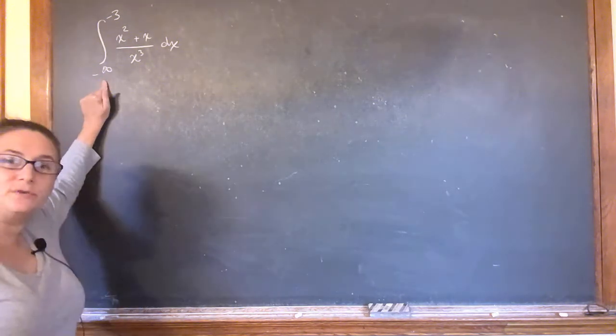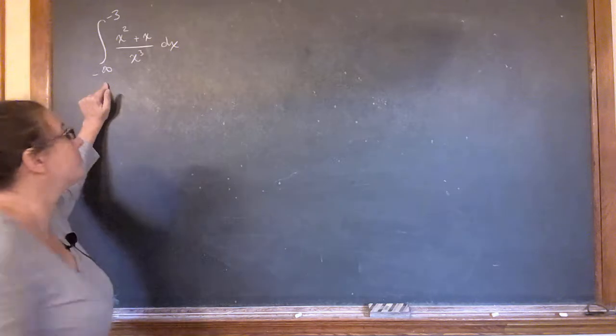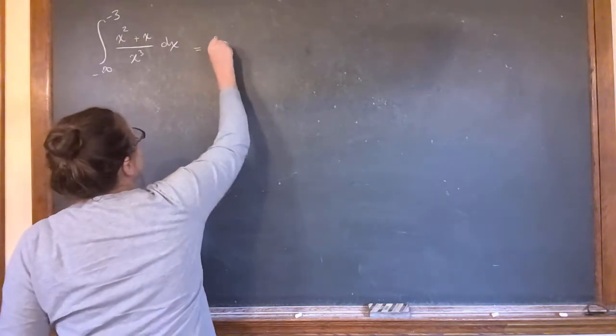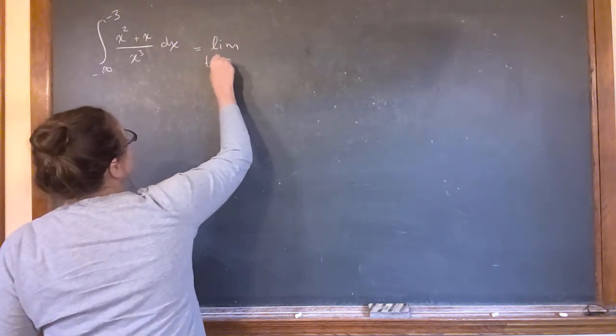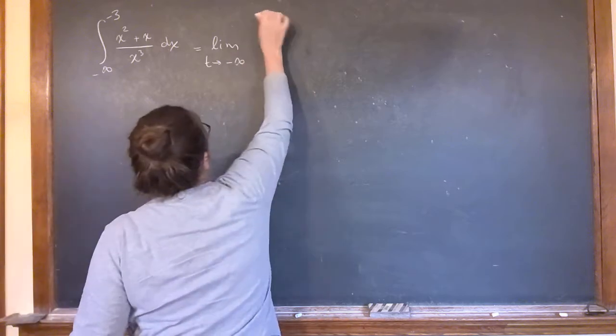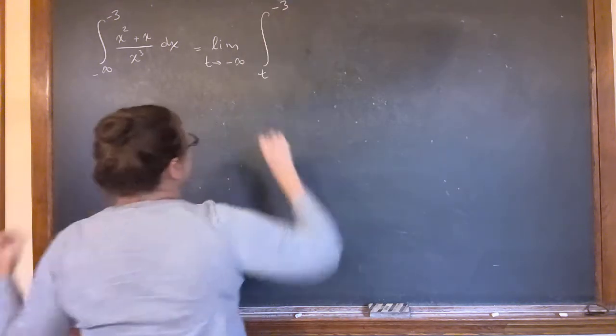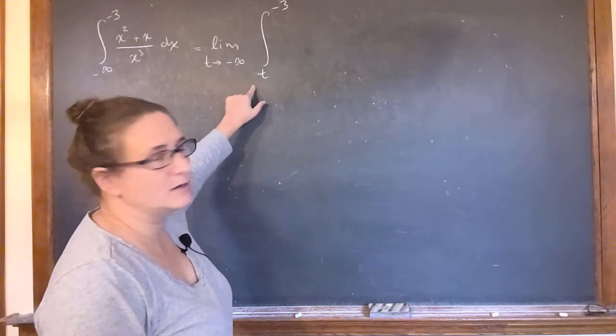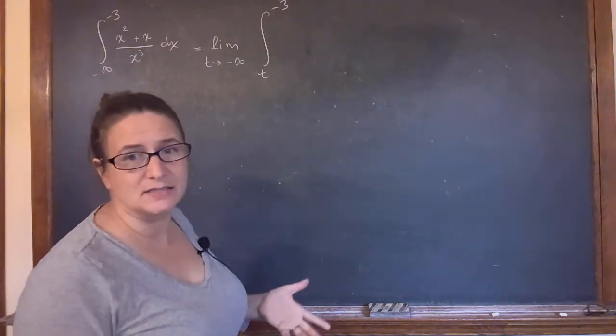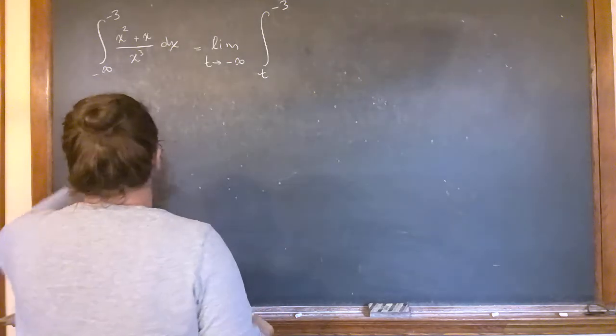So here I've got the infinity as the lower limit. Not a problem. I do exactly the same thing. I just call it t. Now t is going to negative infinity. Some people might take t to go to positive infinity and call it minus t here. That's fine too. If you prefer doing it that way, it's quite okay.